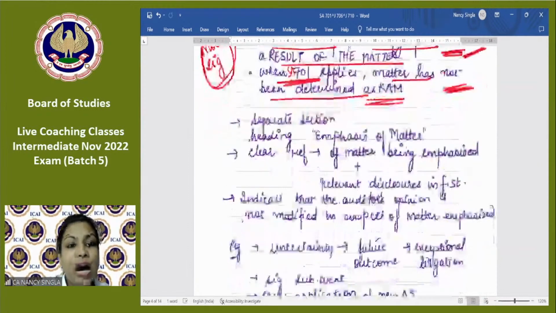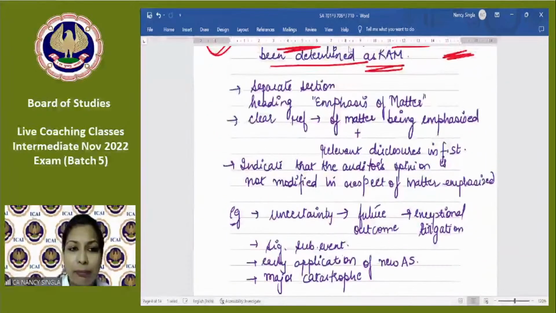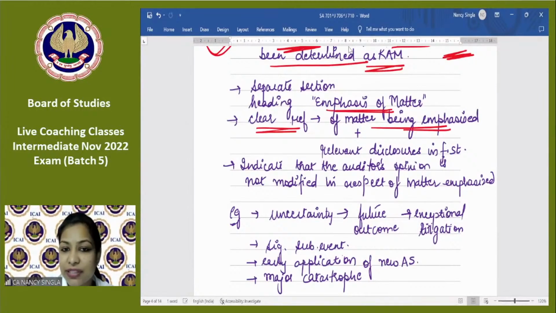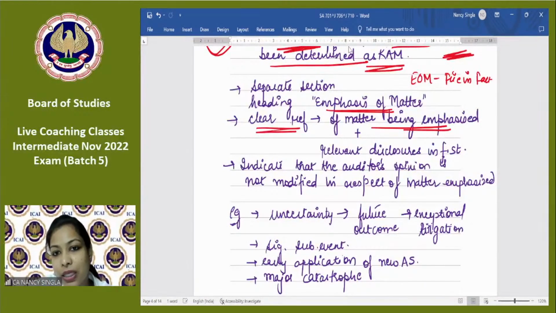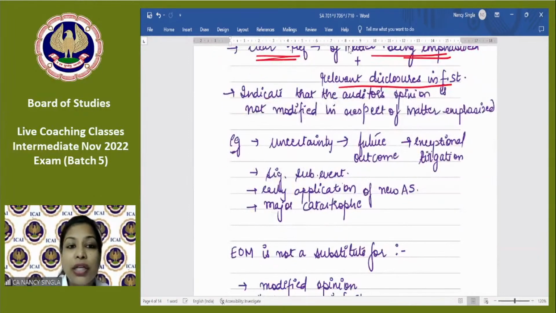ठीक है. Now how to mention it? By giving a separate section emphasis of matter, clear reference of matter being emphasized. ऐसे आएगा emphasis of matter dash fire in factory. तो clear reference दे दिया. ठीक है. Relevant disclosure in financial statement, refer to note so and so in financial statement regarding this. ठीक है. Indicate that auditor's opinion is not modified in respect of this matter. ये भी mention करना है.